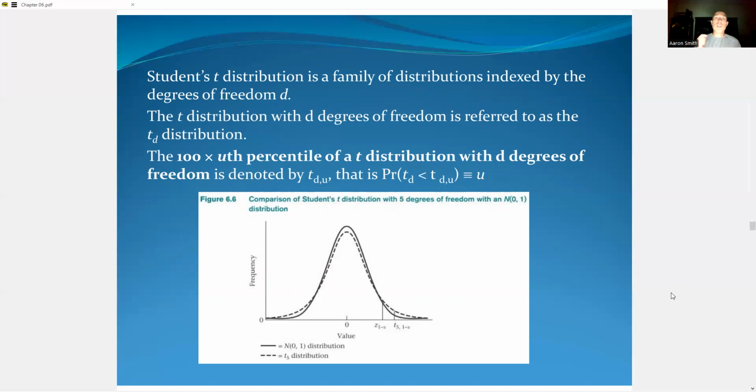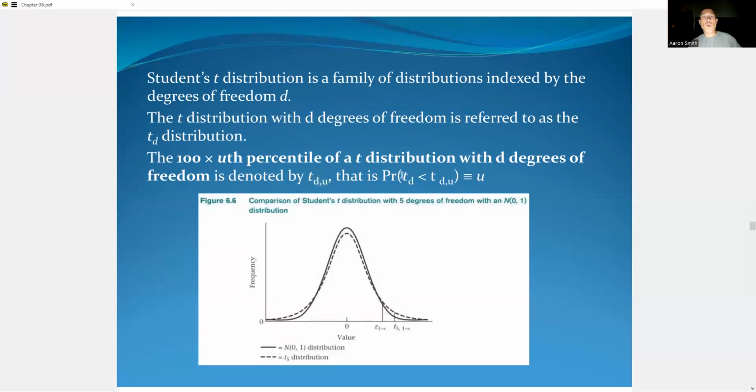The t-distribution with d degrees of freedom is referred to as the t sub d distribution. The 100 times u-th percentile of a t-distribution with d degrees of freedom is denoted t sub d,u. So this is where the probability that the t random variable with d degrees of freedom is less than or equal to t sub d,u is equal to u. So this is a probability value.